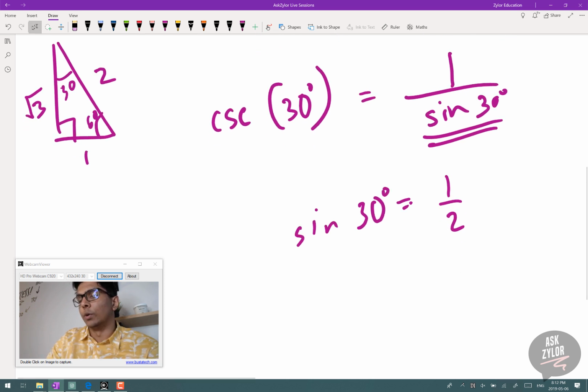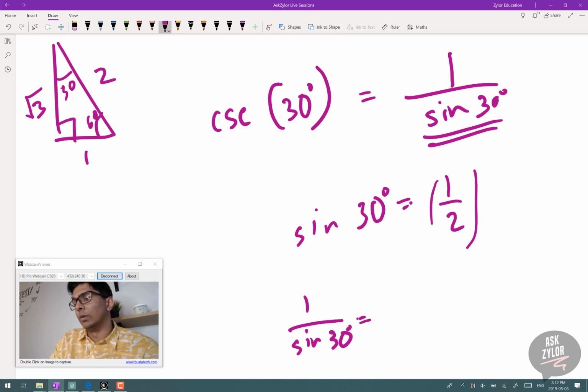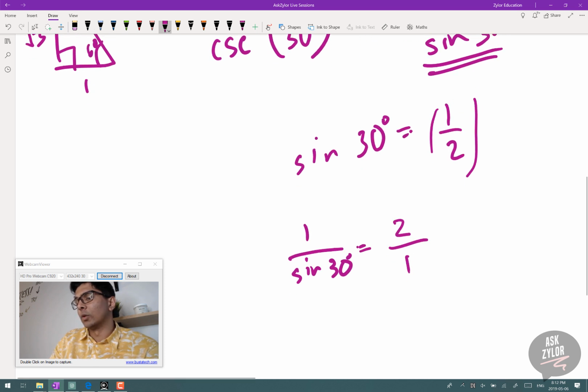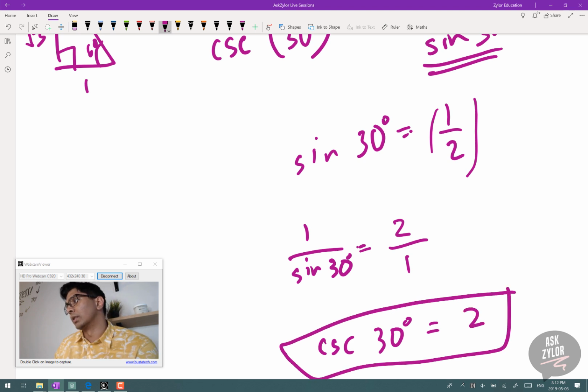But what they're asking for is 1 over sine 30. So what I can do is just make 1 over 2 a reciprocal. So I end up getting 2 over 1. So my cosecant 30 ends up being 2 over 1. So I can just leave it as 2.